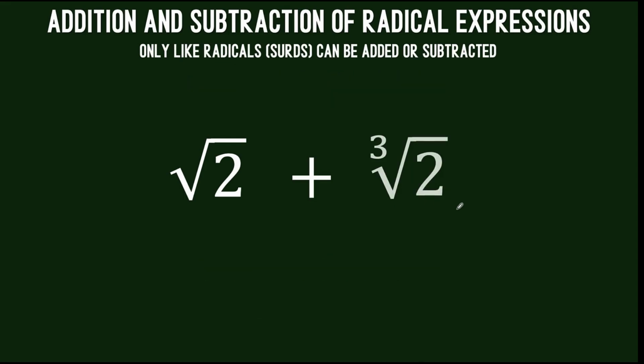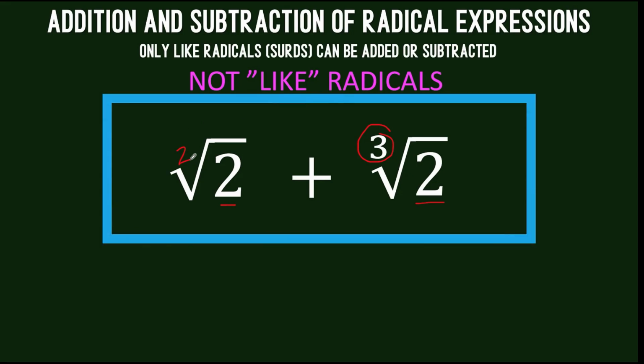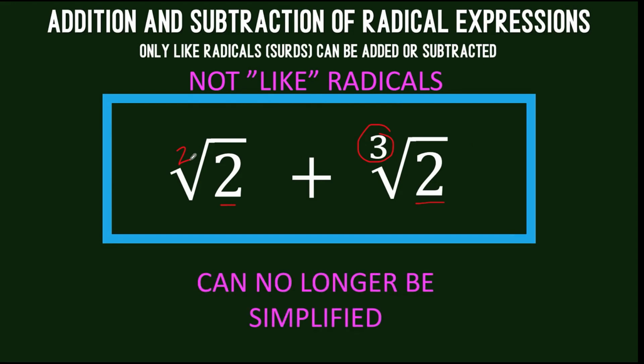Next, let's say we are given square root of 2 plus cube root of 2. Notice that the bases are the same, but the indices are 3 and 2. So the indices are different. And since the indices are different, these are not like radicals. And therefore, there is no simplification that we can do. This is our final answer. Only like radicals can be added.